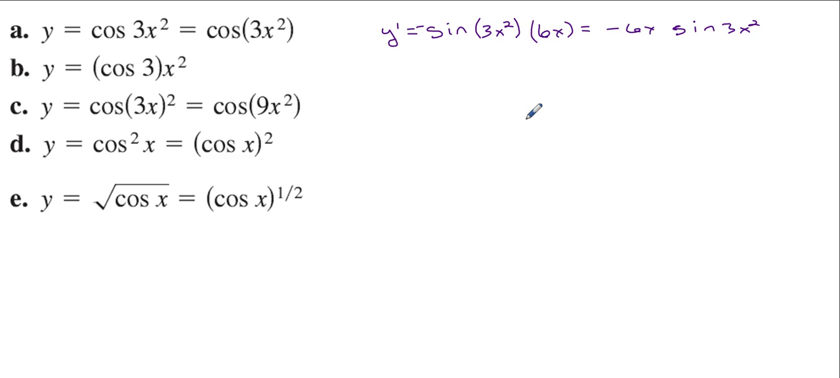Letter B. What is going on there? What's significant of cosine of 3?